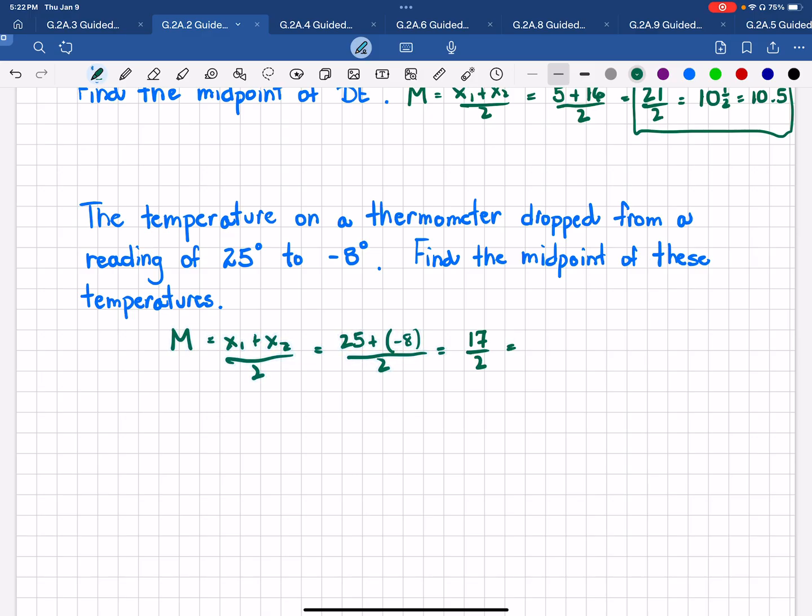all over 2. I'm going to divide 2 into 17, and I get 8 and 1/2, and I'm going to write it as a decimal being 8.5. I'm going to block my answer in, and I have 8.5 degrees, or 17 over 2 degrees.